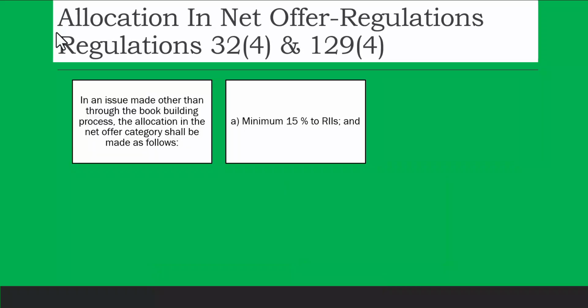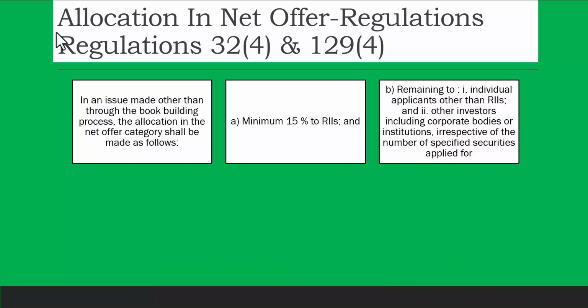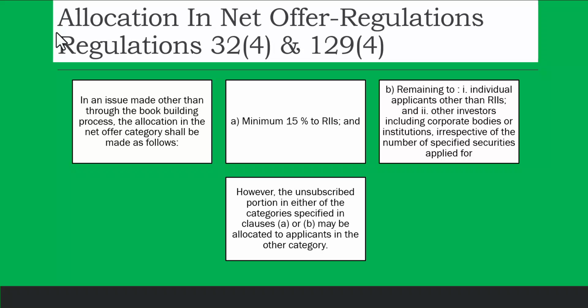Then there is another regulation which says that in an issue made other than book building process, if it's a fixed price issue, then minimum 15% to RIs. So that means fixed price means the company is already meeting the norms. They can choose not to go through book building. They are saying that we are going to straight away offer the shares at a certain fixed price. So then these are the norms: 15% to RIs, remaining has to be... So this is given here.